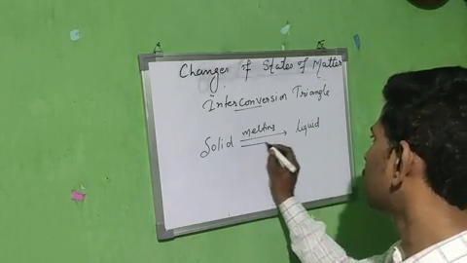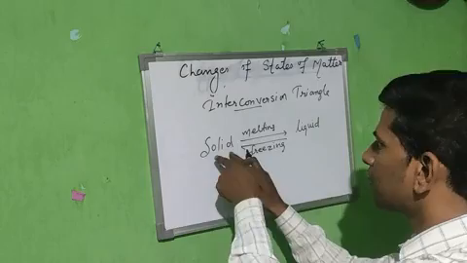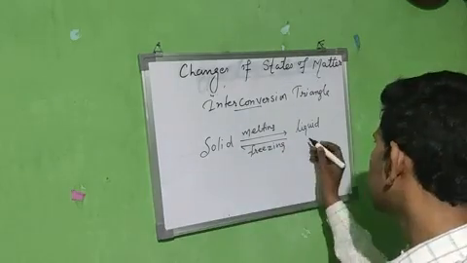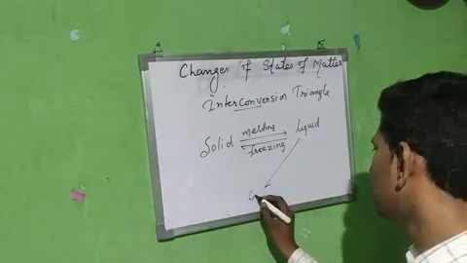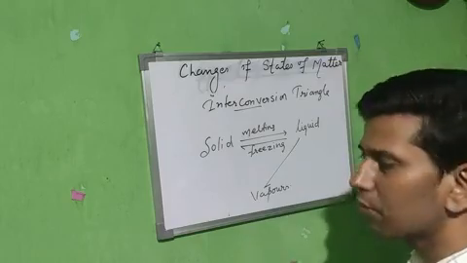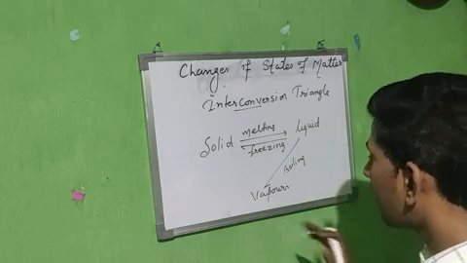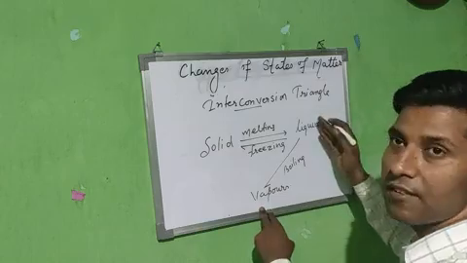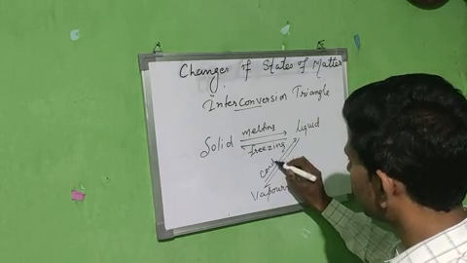and liquid is changing back to solid. This process is called freezing. When we raise the temperature, solid is changing into liquid, and when we lower the temperature, liquid is changing back to solid. Okay? When we heat, the liquid will change into vapor form. Water vapor or vapor form. And this process is called boiling. But when we cool or lower the temperature, the vapor will condense back to liquid form. Okay, so this process is called condensation.